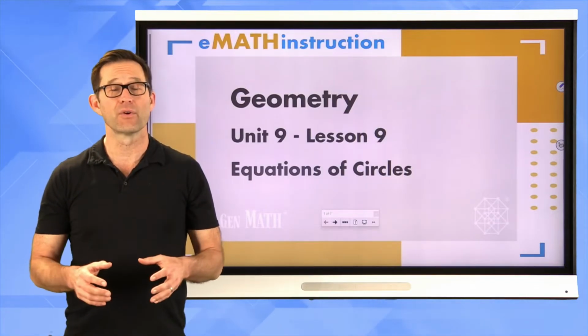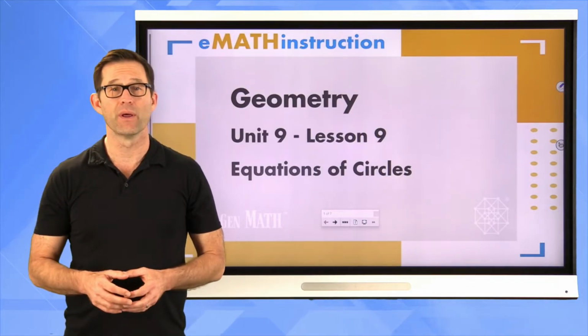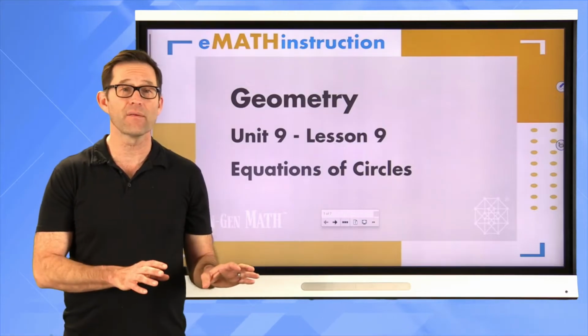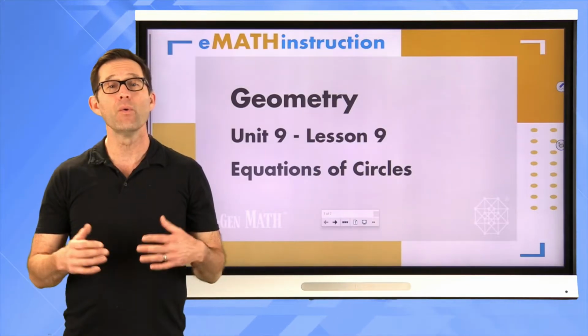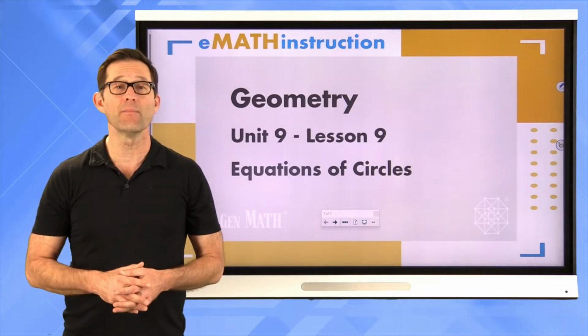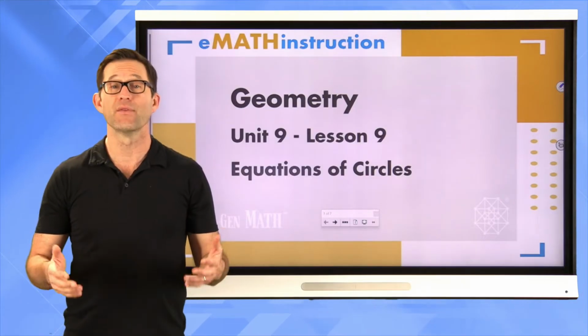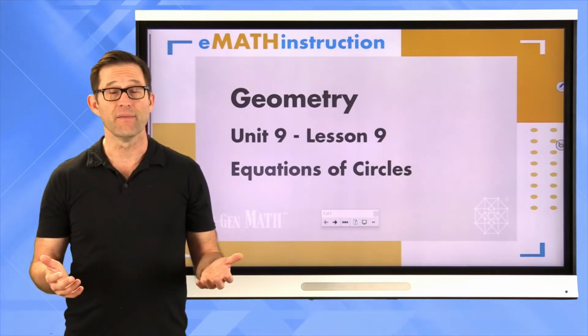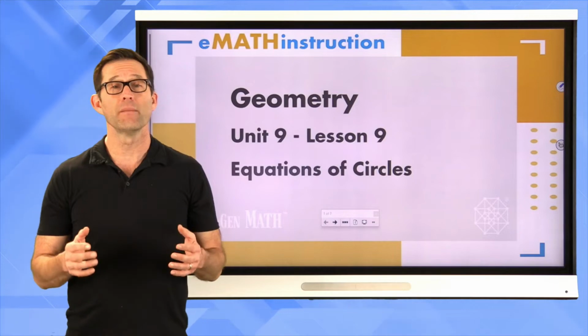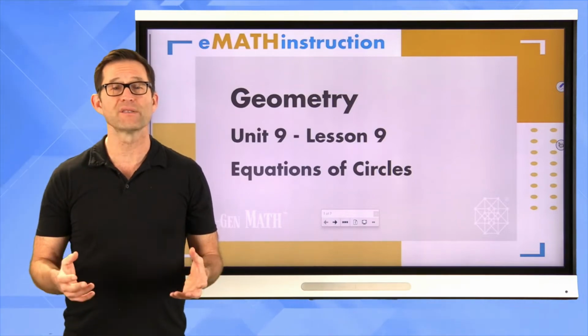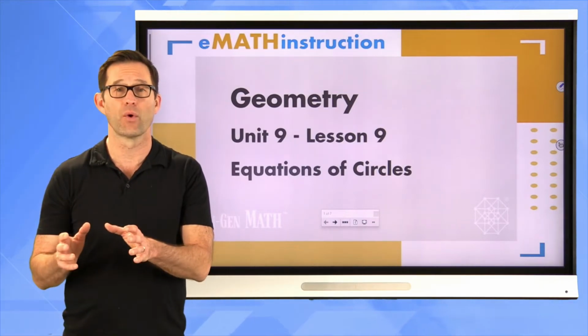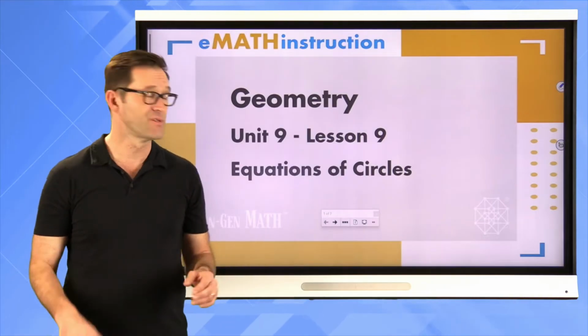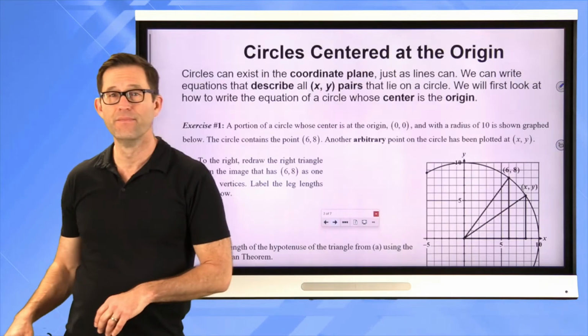We're now going to enter a portion of this particular unit where we get ourselves out of the Euclidean plane and go into the coordinate plane, and we look at some things having to do with circles in the coordinate plane. Namely, in this lesson and the next lesson, we're going to be looking at how we can describe the points on a circle that are located in the coordinate plane with an equation. So let's jump right into it.